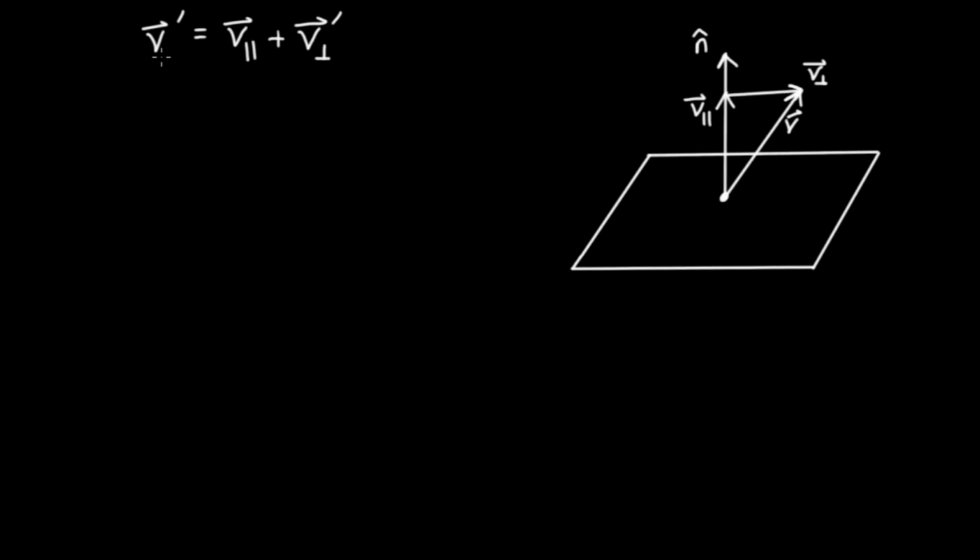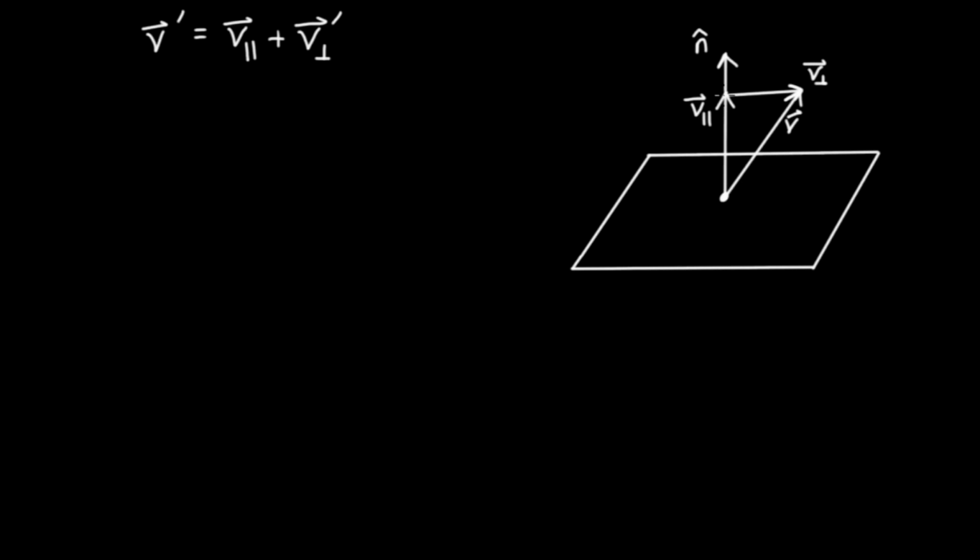Here's what we have so far, that v prime is equal to v parallel plus v perp prime. And here's our concept of what's going on so far. We have our axis of rotation n. We have v parallel, which lines right up with it. And we have v perp right there. And the vector sum of v parallel and v perp is just v. And the v perp is going to be eventually rotated.